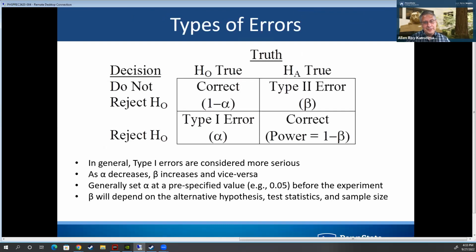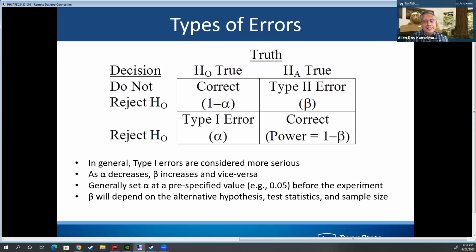What are these types of errors? In this little 2x2 table, the columns are the true answer, and the rows are your study trying to make a decision about it. If in truth your null hypothesis is true, and in your study you do not reject the null, then you made the correct decision with 1 minus alpha. If your alpha is 0.05, then you made the correct decision 95% of the time. If your alternative hypothesis is true, but you failed to reject the null, you've made a type 2 error. I said that wrong.